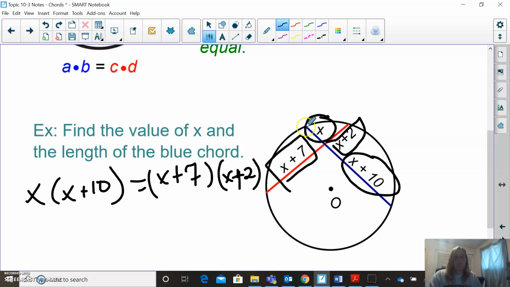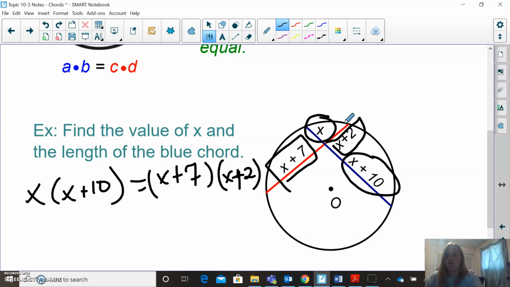So the X and the X plus 10 come from the blue chord. X plus 7 and X plus 2 come from the red chord. Something I really want to point out here is I'm not using the multiplication symbol. I didn't use a dot either. But with parentheses, it is assumed multiplication. So let's just remember, parentheses mean multiplication.